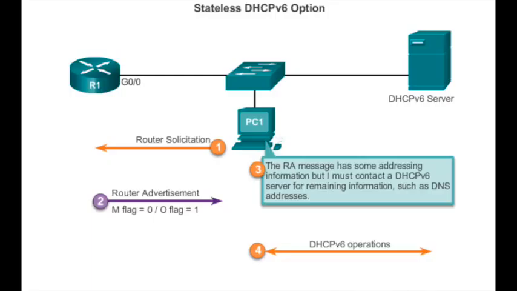This process is known as stateless DHCPv6 because the server is not maintaining any client state information. It doesn't have a list or a table of the IPv6 addresses. It is only providing configuration parameters to the clients. For this configuration, the router advertisement flags are M flag equals 0 and O flag equals 1.